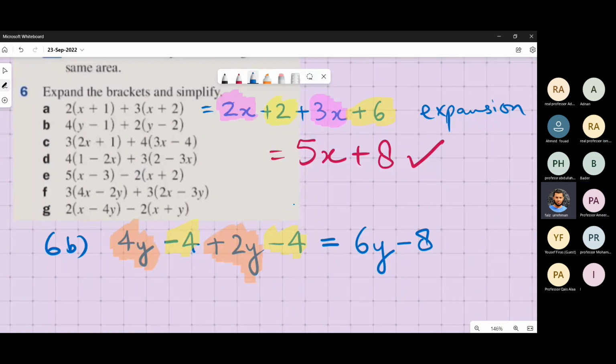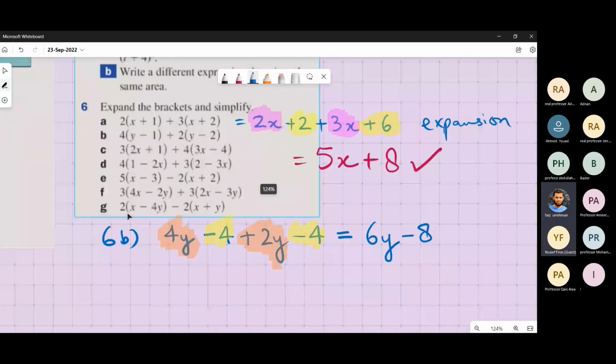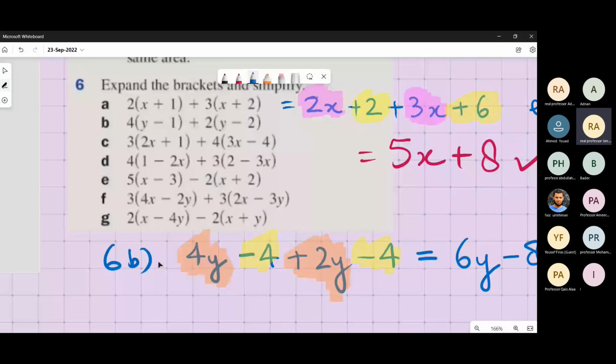Okay, so this exercise is a combination of expanding brackets and simplification that we studied in exercise 2A, right? That's great. So now I will not go through all the questions. I will go through the hard questions. So let's go for E, then F, then we will go to next.